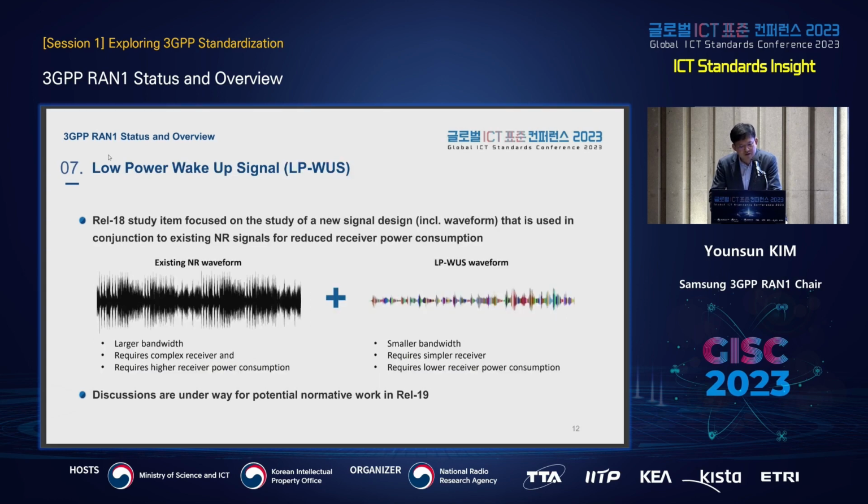And then low power wake-up signal. So again, for 5G, because the bandwidth has become large, UE power consumption is getting more and more serious. So this Release 18 study item focused on whether we can introduce a new signal, a new waveform, that has a smaller bandwidth and requires smaller power consumption at the receiver. This will be used in conjunction with the existing 5G waveform to help with terminal-side battery saving. And this is another item where discussions are underway for potential normative work in Release 19.